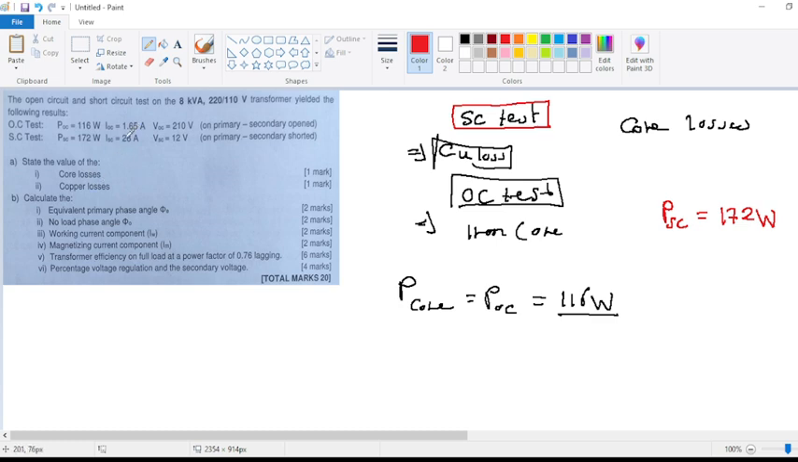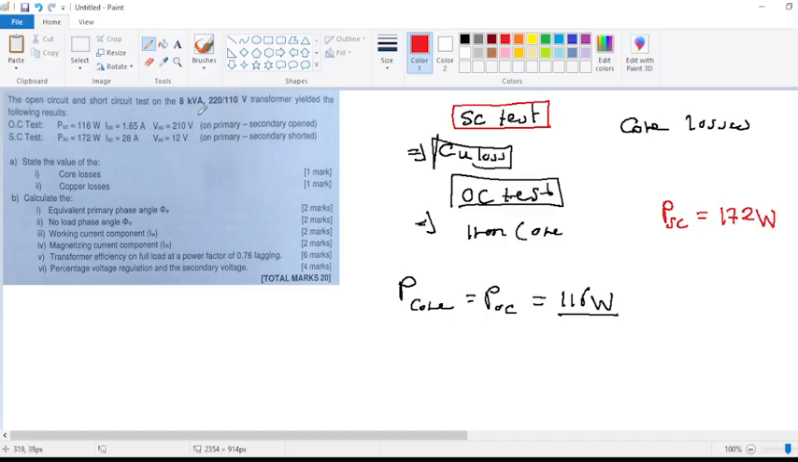So here the only loss that we've been given is the loss at 28 amps, which is 172 watts. So at 28 amps, we have 172 watts as the copper loss. Now, what about at full load? Let's try to calculate that.